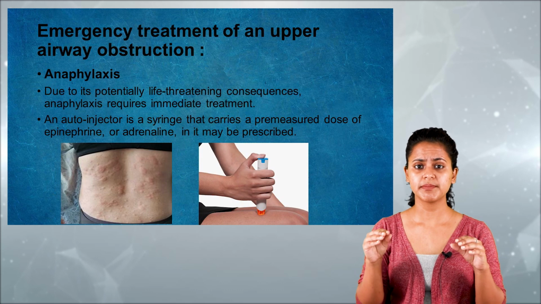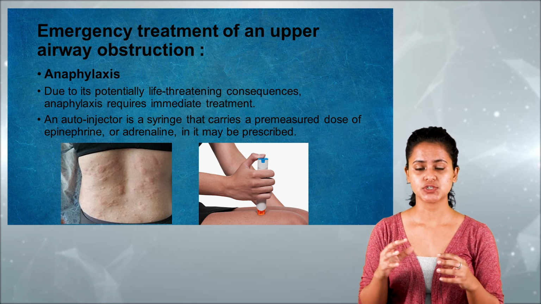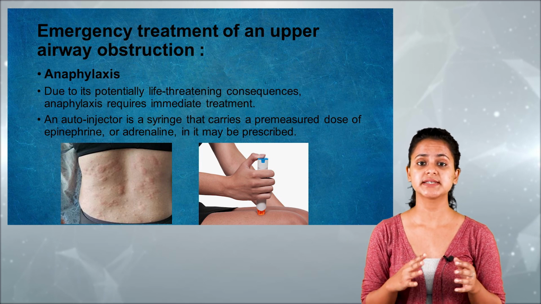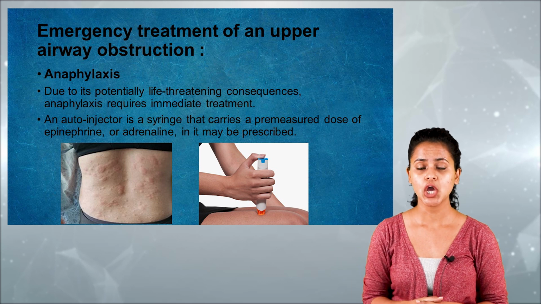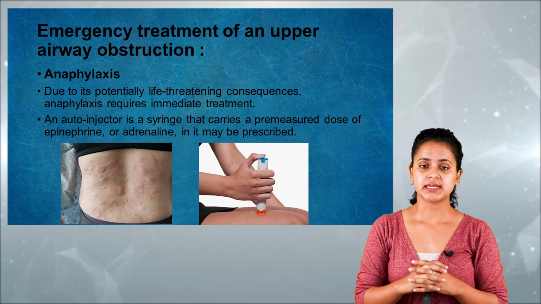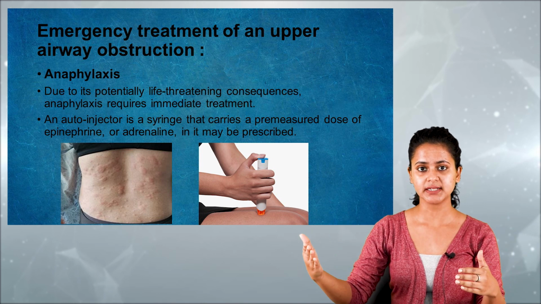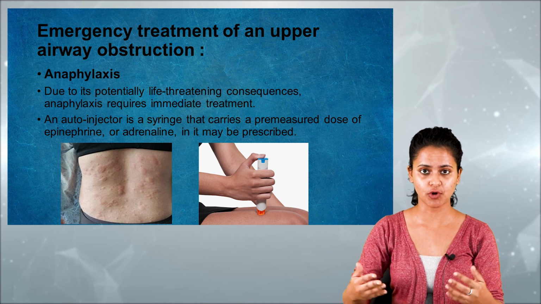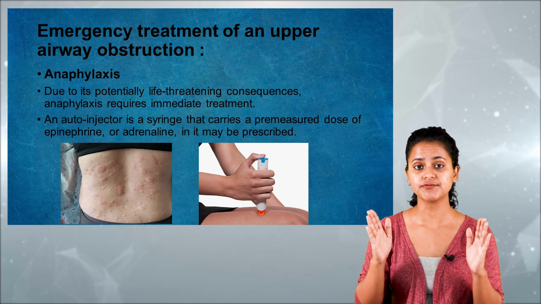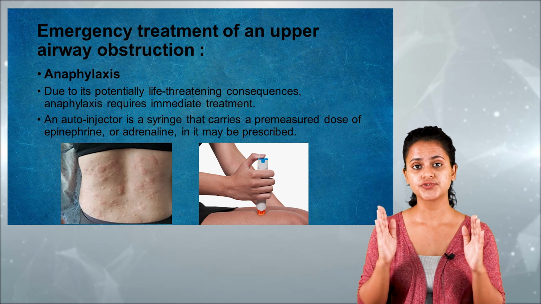Now, we are going to learn about the basic concept of the emergency treatment which we will be initiating in case of a person who is suffering from airway obstruction. So first we're going to learn, if there is any anaphylaxis-associated airway obstruction, what management is to be taken care of. You need to understand that anaphylaxis is a severe allergic reaction. So once you understand that the client may have the features of a severe allergic reaction, it is considered to have life-threatening consequences. That is the reason anaphylaxis requires immediate treatment.